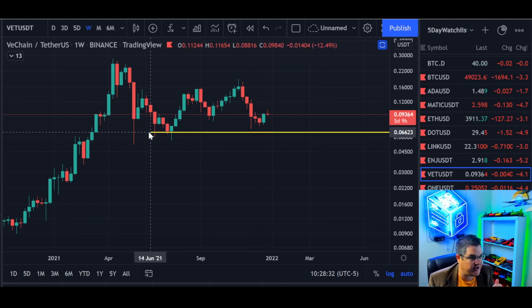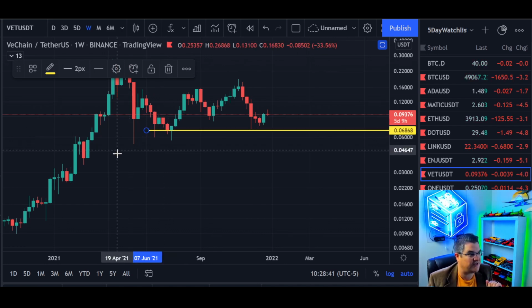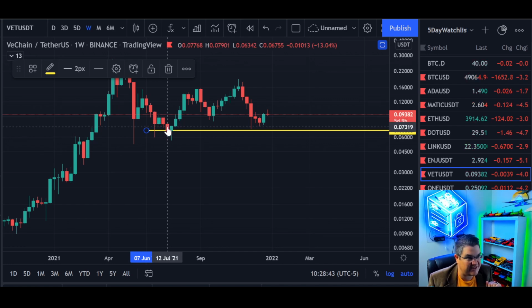On the bigger picture, you can go all the way down to this candle. This would be the macro level concrete floor. If you break this, you'd be in some more serious trouble than what you're even looking at here. So that level is where this candle closed, 6.7 cents right there. So watch for that on the big picture.